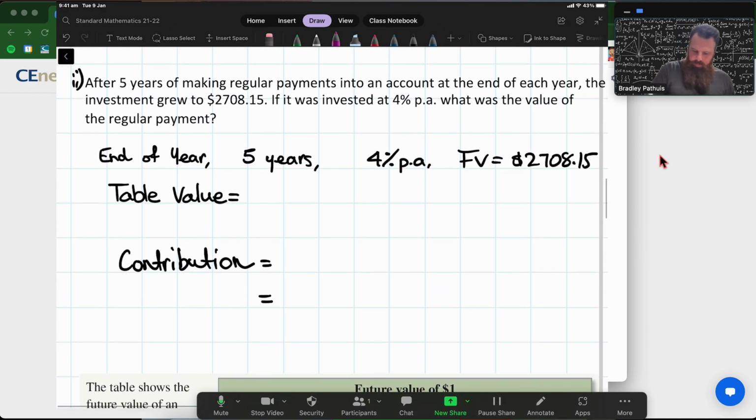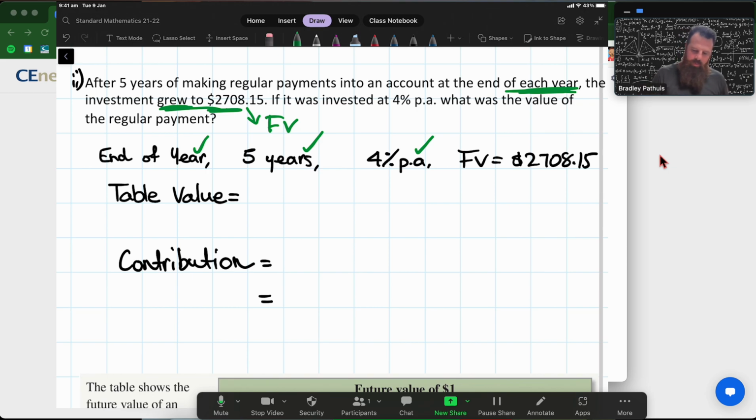All right, part 2 here. After 5 years of making regular payments into an account at the end of each year, there it says at the end of each year, so everything needs to be in years, the investment grew to, so this is saying it grew to, so that is a future value. So we know that something grew to this. If it was invested at 4% per annum, what was the value of that regular payment, that contribution? Well, it's yearly, so everything needs to be in years, and our future value we've been given.